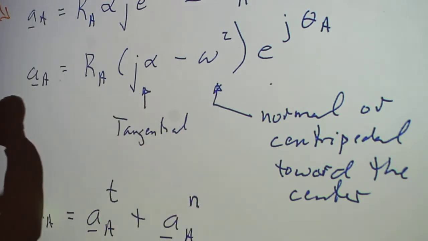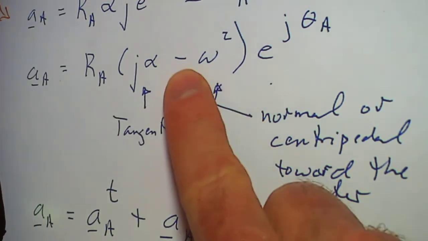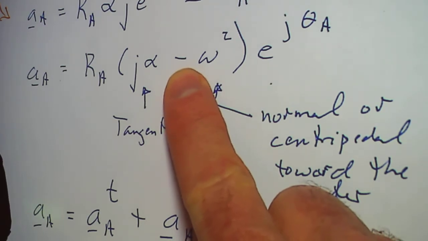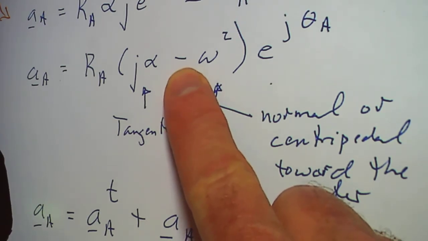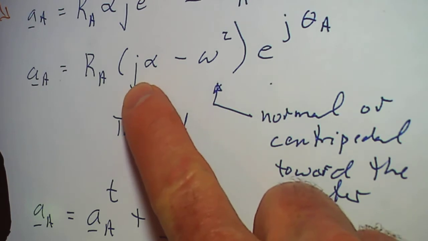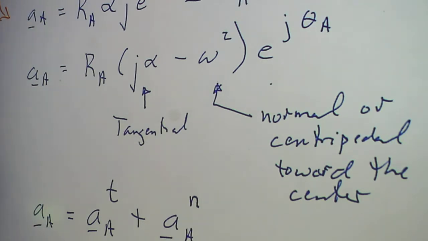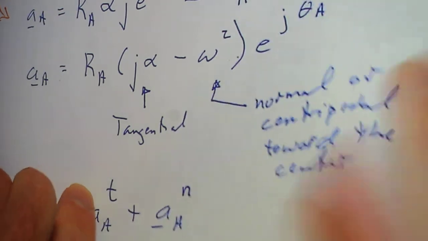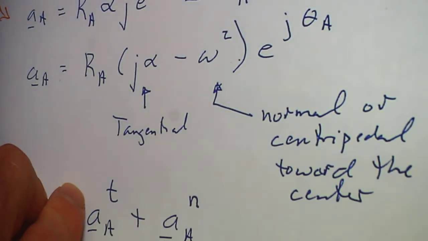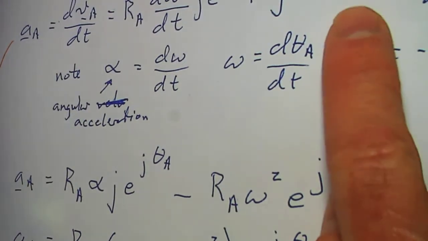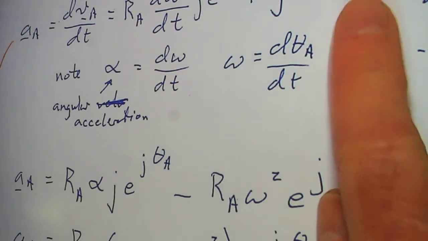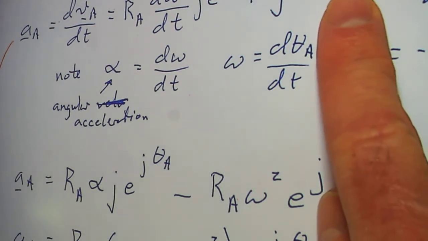So that's why there's a negative sign here, because that's towards the center, and 90 degrees from that with the j is the tangential acceleration. So that's where those two components come into play. Why did you square the omega? Because the geometry, the math says to square.